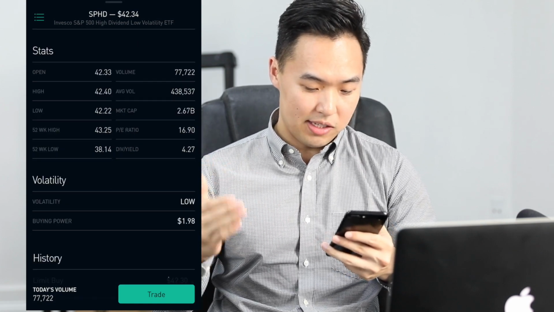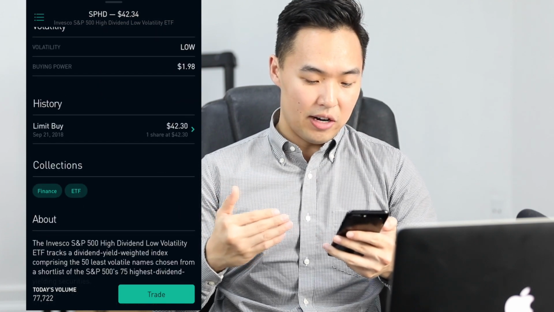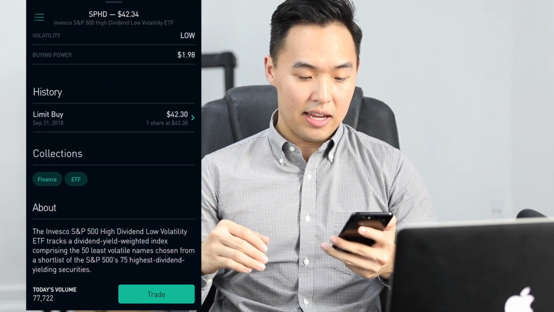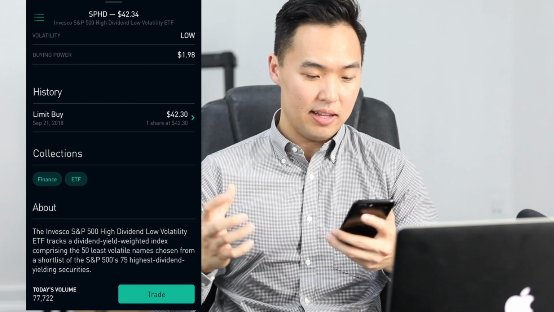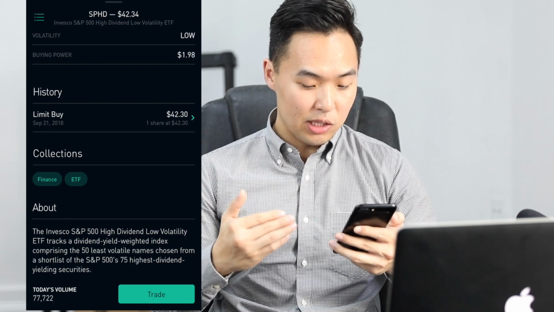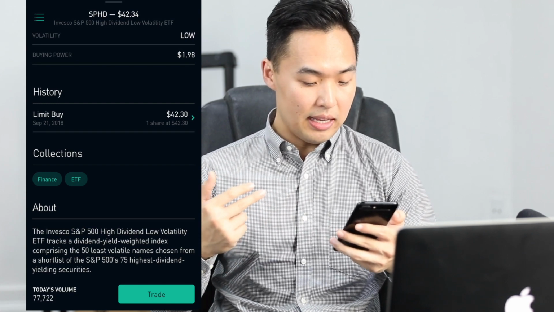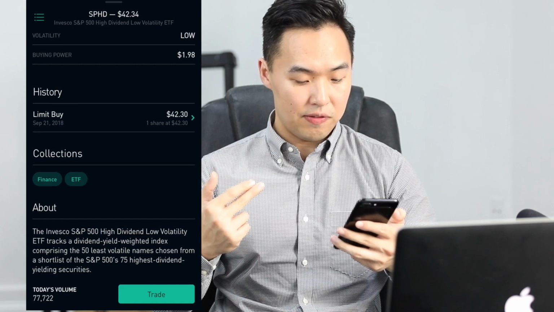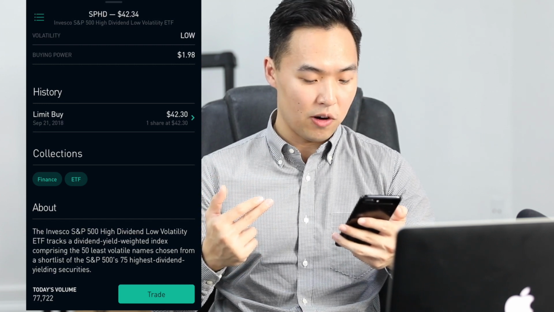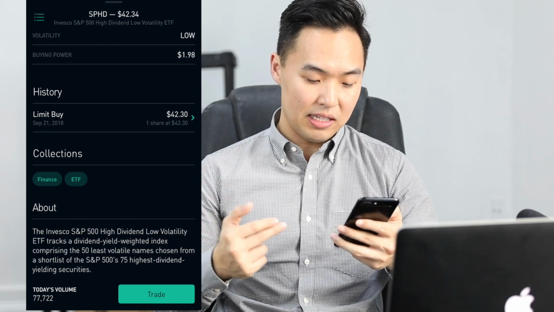And I just want you guys to know, if you guys are wondering, ETFs are index funds and they track the whole market. When it comes to the Invesco S&P 500 High Dividend Low Volatility ETF, it tracks a dividend yield weighted index comprised of the 50 least volatile names chosen from a short list of the S&P 500's 75 highest dividend yield securities.